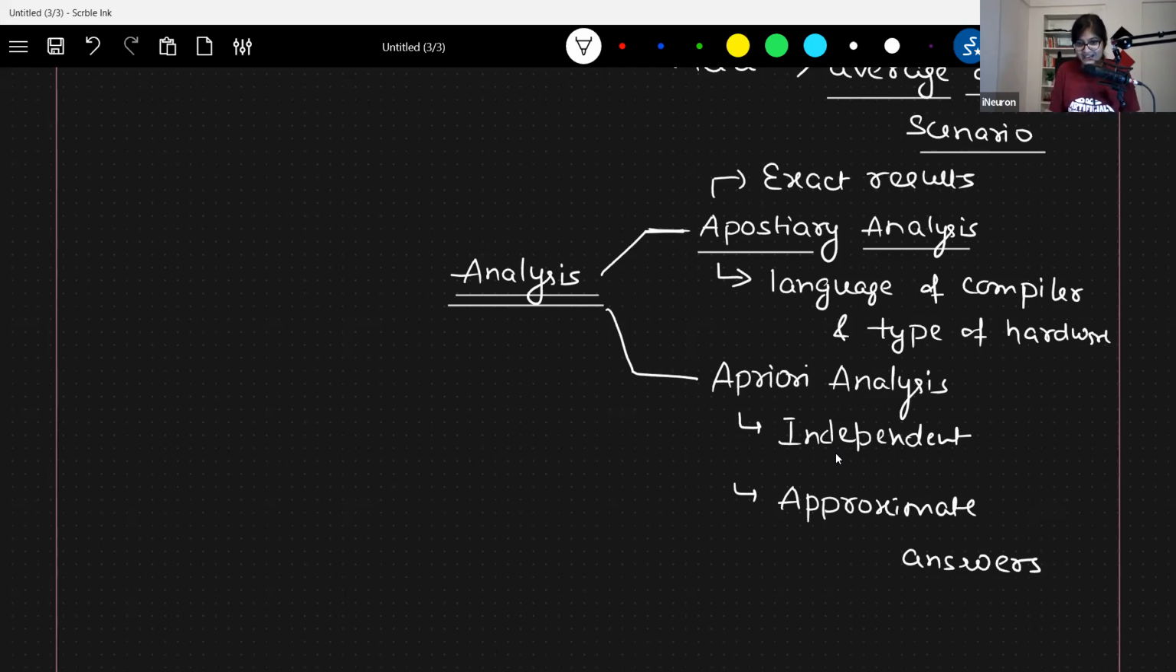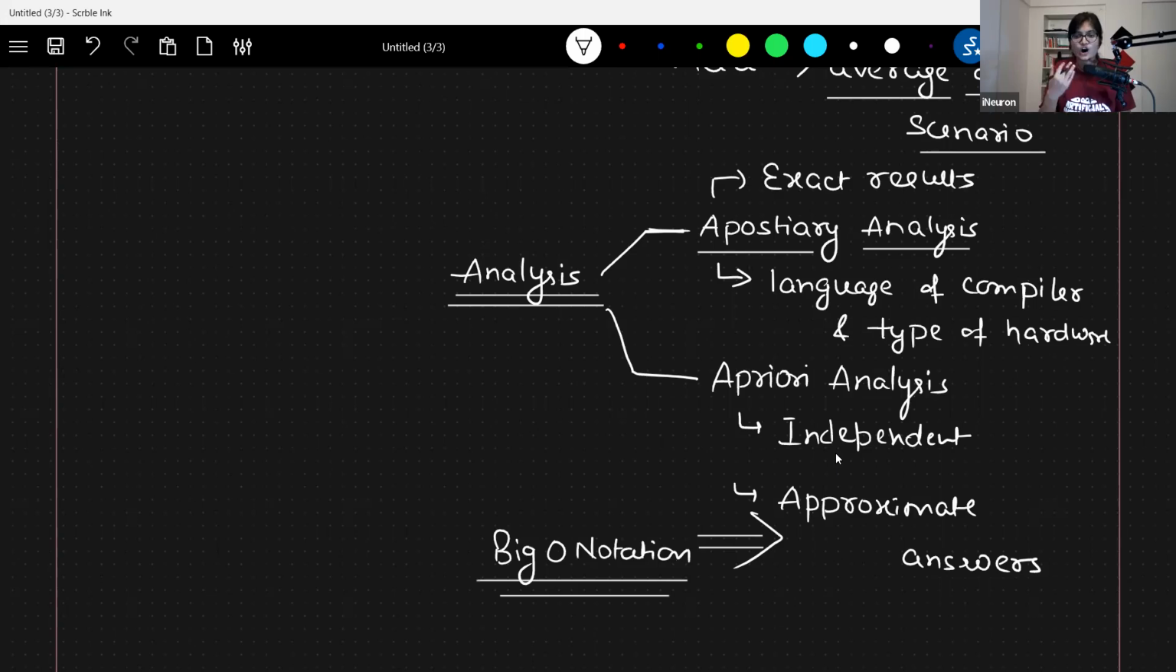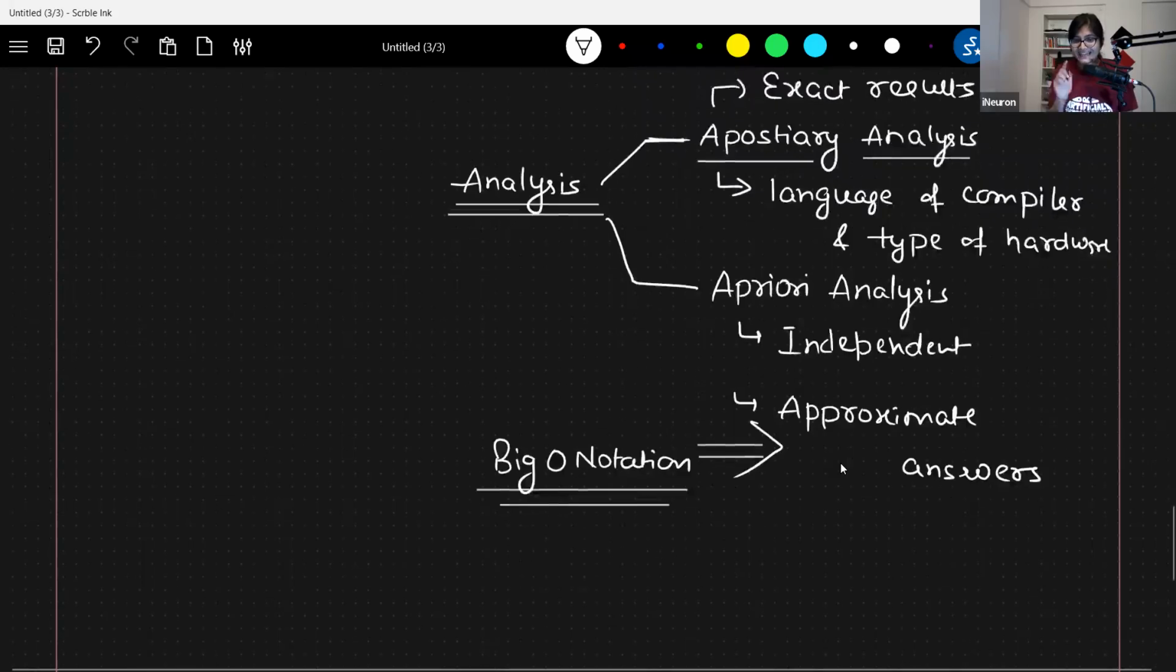So when I'm saying big O notation came into this picture, with the help of this big O notation, we will be able to give the approximate analysis of my code. So here, what analysis will we do in our classes? We will focus on a priori analysis.